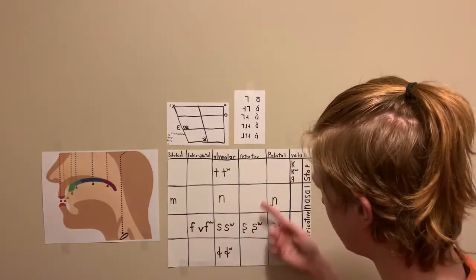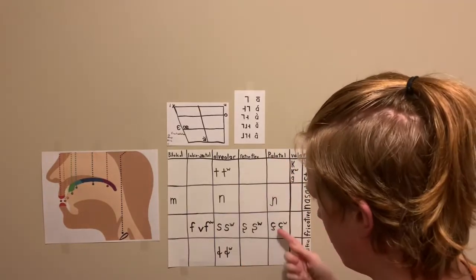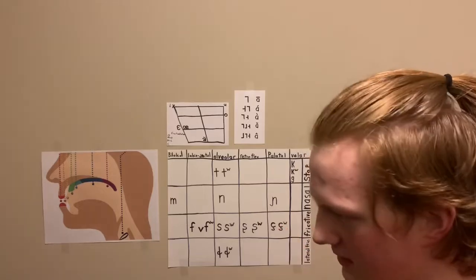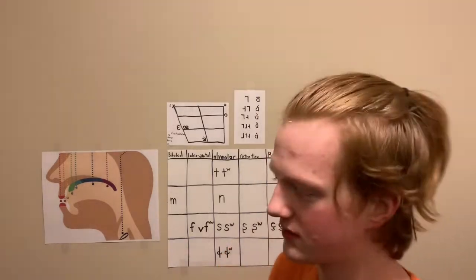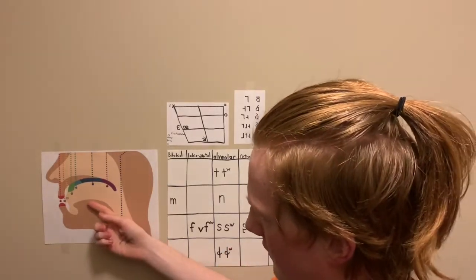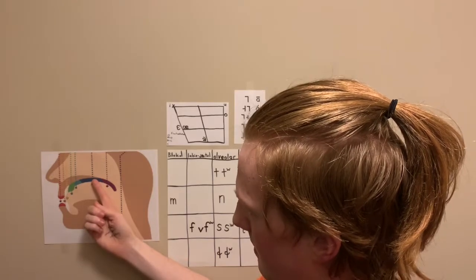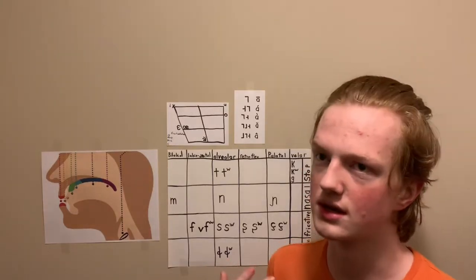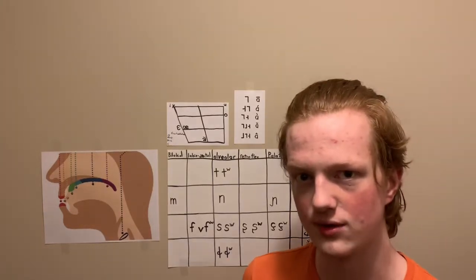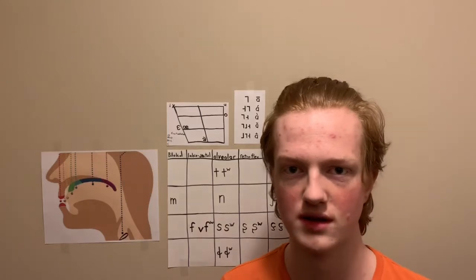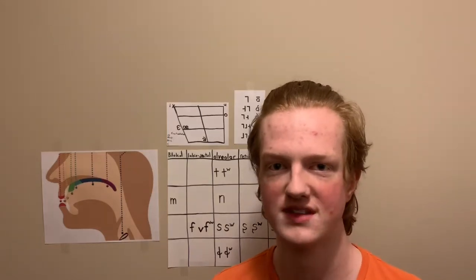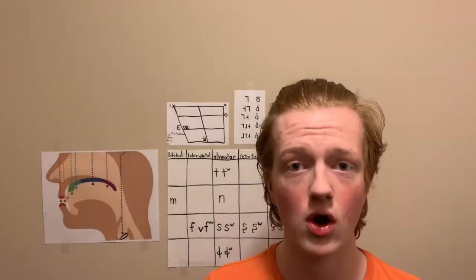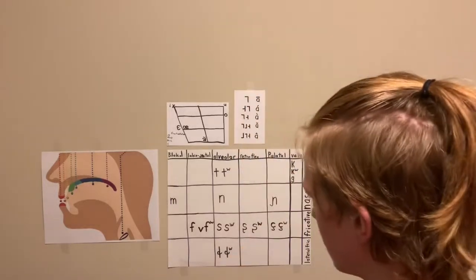The next one is the palatal consonants. The palatal consonants rely on the tongue interacting with the hard roof of your mouth, known as the hard palate. The only consonants that we have in English that are palatal are the palatal approximants ya, as in you or yogurt.